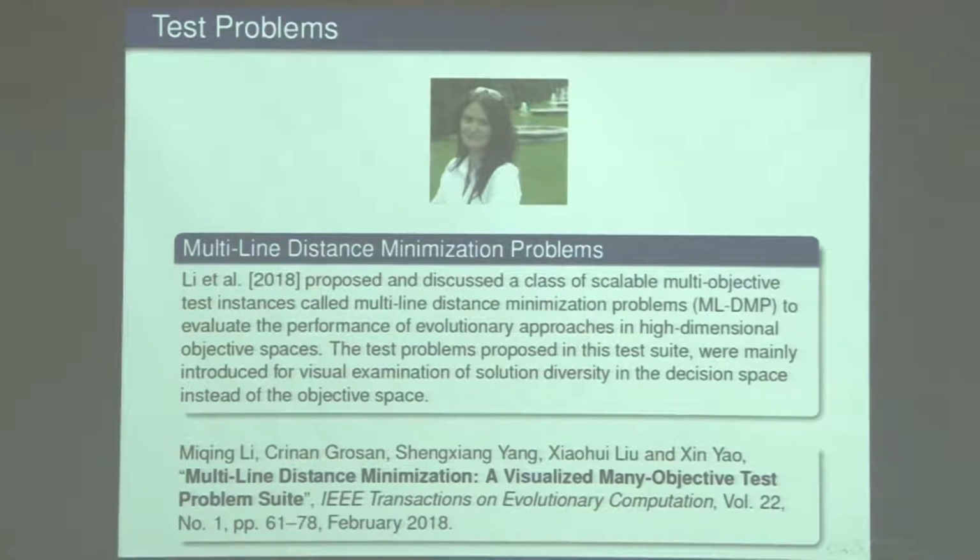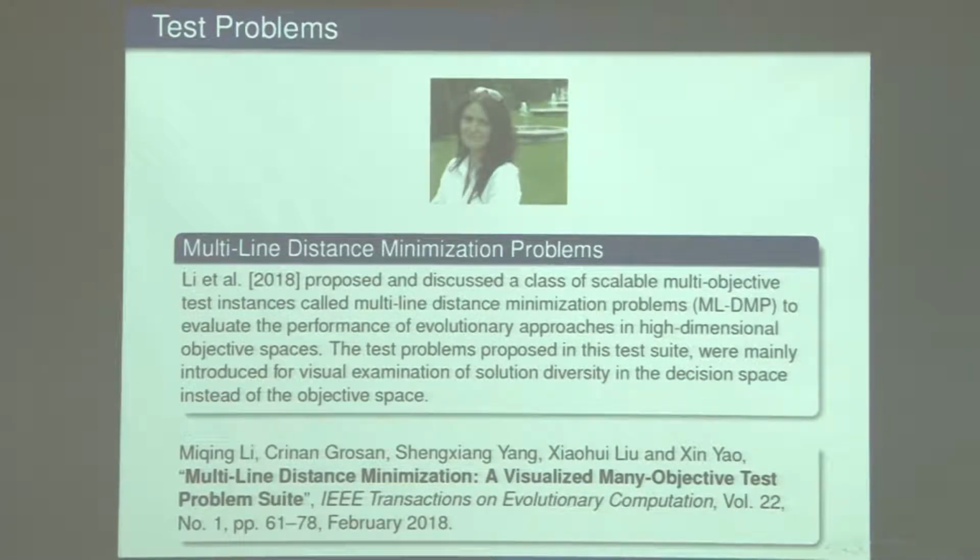Then we have the multi-line distance minimization problems. This is even more recent, was published last month in the Transactions. In this paper, they propose a class of scalable multi-objective test instances called the multi-line distance minimization problems. And the idea is to assess performance of evolutionary approaches in high-dimensional objective space. So it's for many objective optimization, we will say, which is the reason why it's called like that. And the test problems proposed here were introduced for visual examination of solution diversity in decision space rather than in objective space. That girl is Crina Grosan.